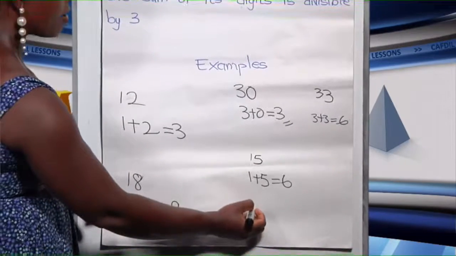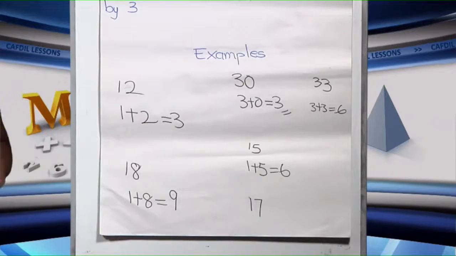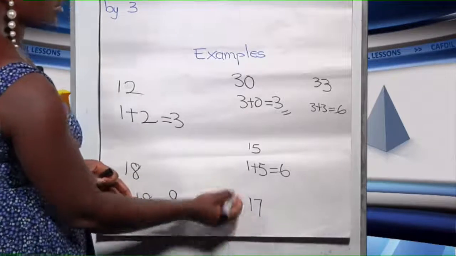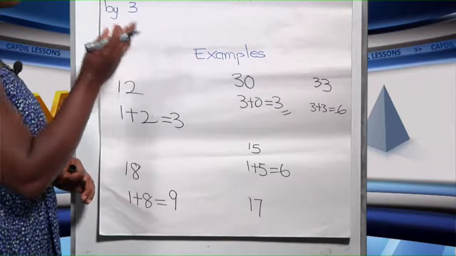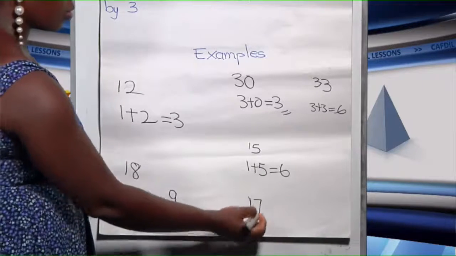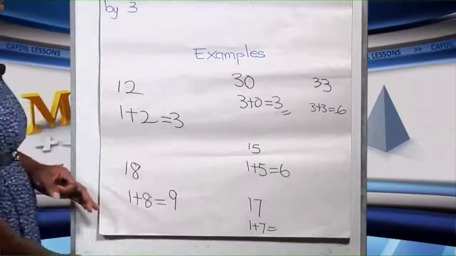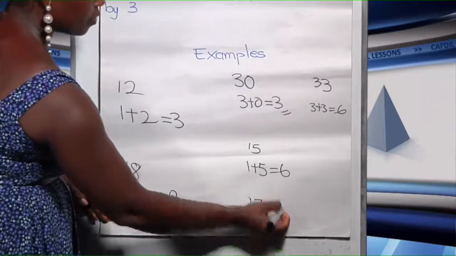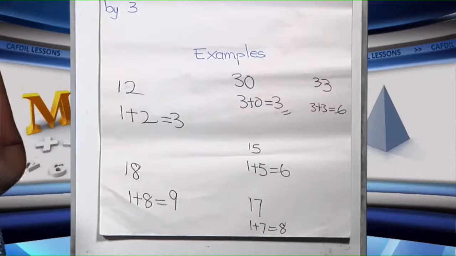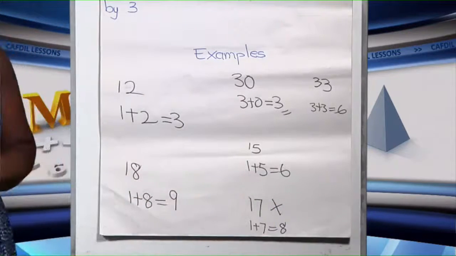Okay, I have 17. Let's check if 17 is divisible by 3. Per the rule, it says if the sum of its digits is divisible by 3. So let's add 1 to 7 and see. 1 plus 7 is 8. Is 8 divisible by 3? No, 8 is not divisible by 3. It is not a multiple of 3. Therefore, 17 is not divisible by 3.